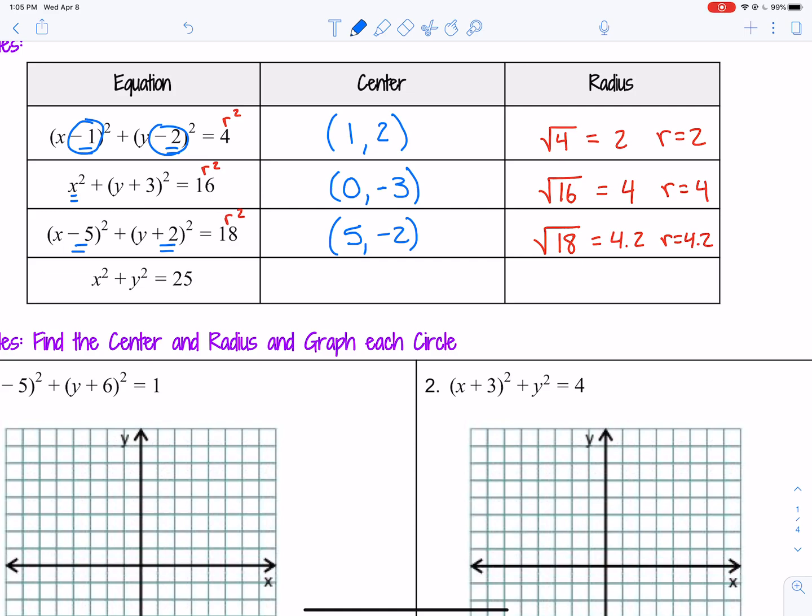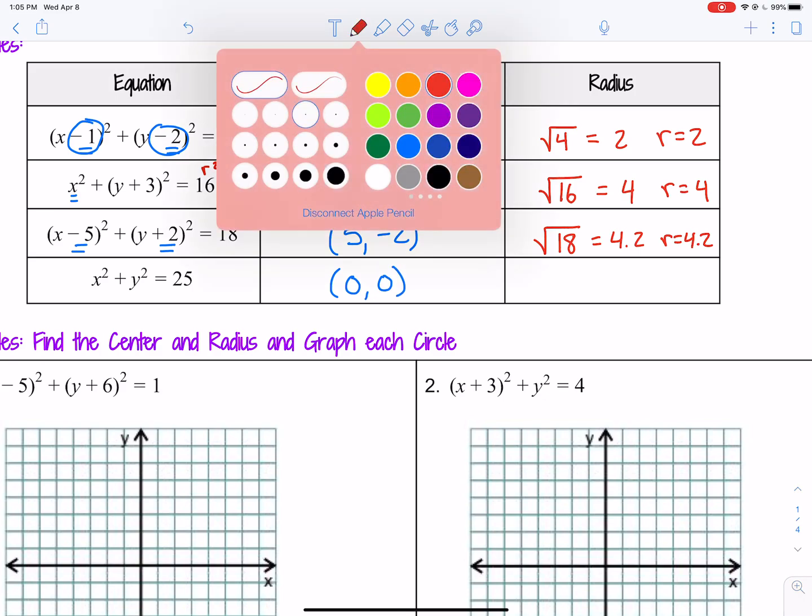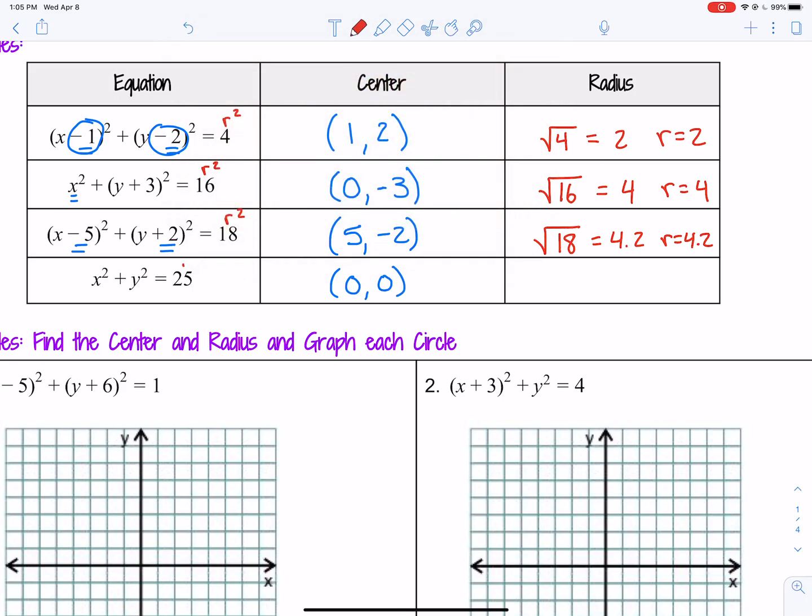In this last example, you don't have anything in parentheses with your x or with the y. So that just means your center point is at the origin. So it'd be (0, 0) for the center. And then 25 is equal to r squared. So the square root of 25 is our radius. So the radius would just equal 5.